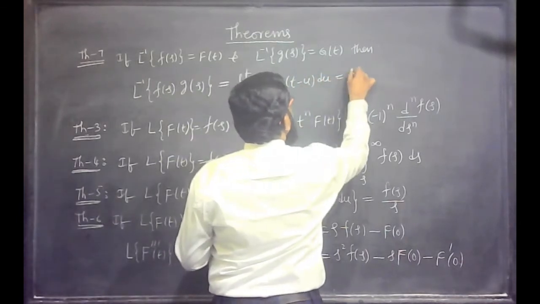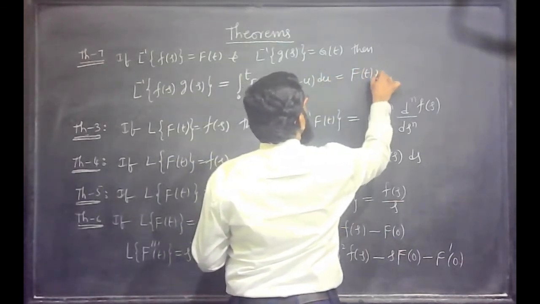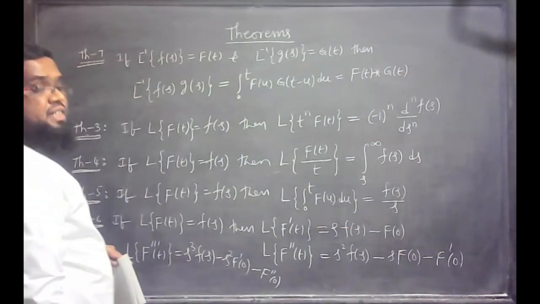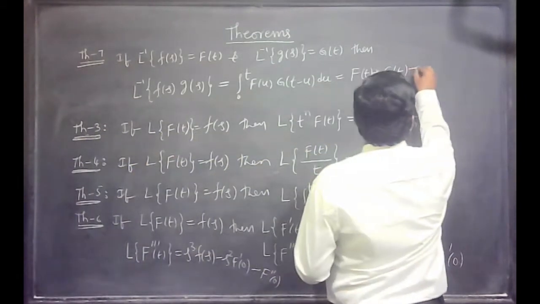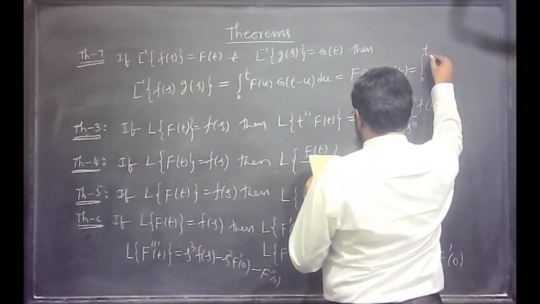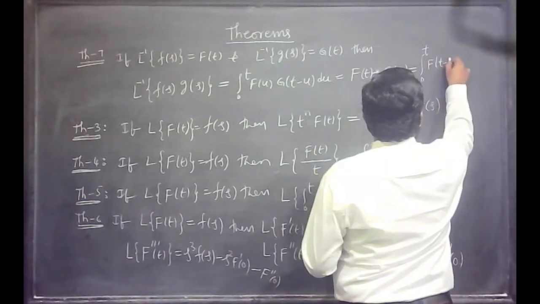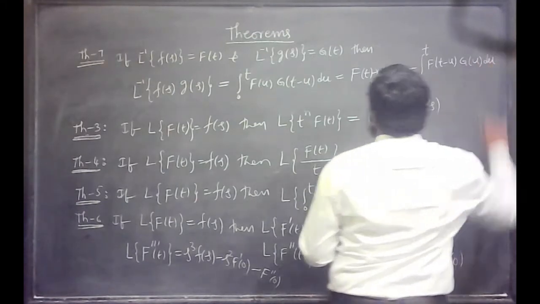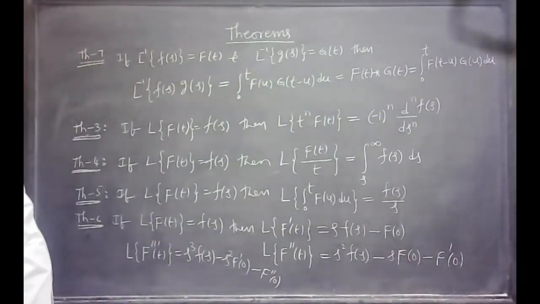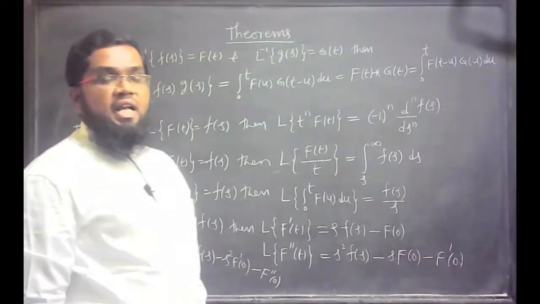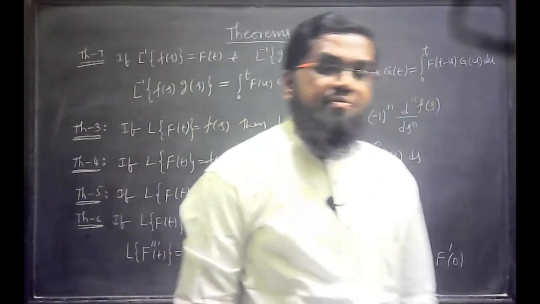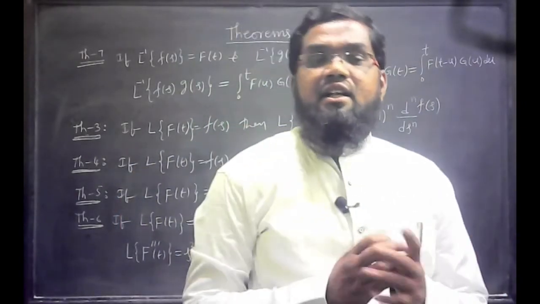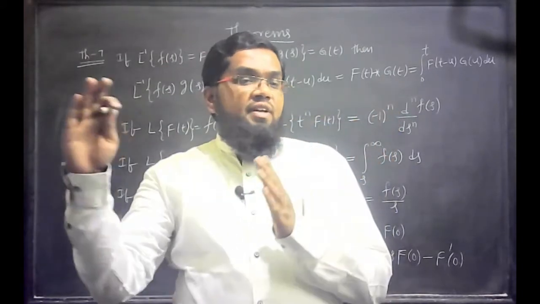This we call the convolution of f with g. The convolution of f with g you can also write as the integral from 0 to t of f(t minus u) g(u) du. This is the way we define the convolution of the functions F and G. All these formulae are important for us to understand the mechanism of differential equations.